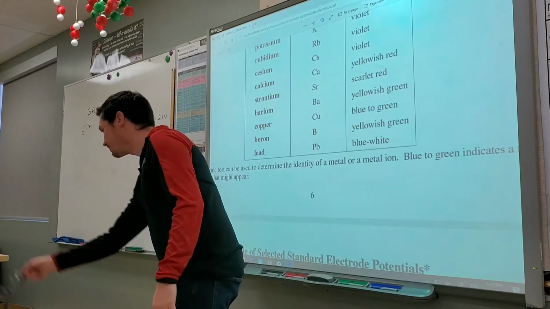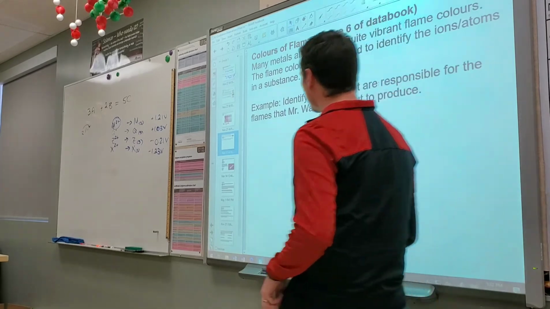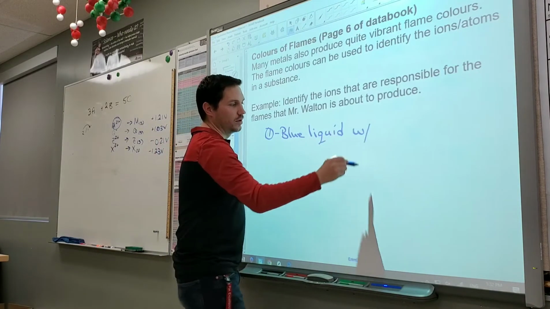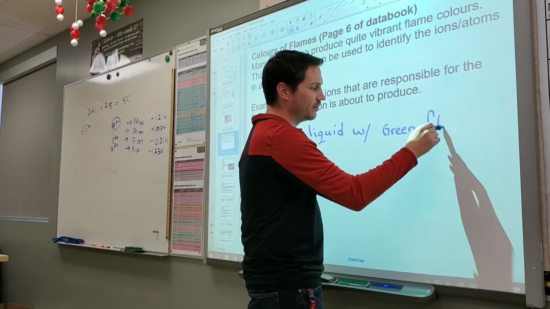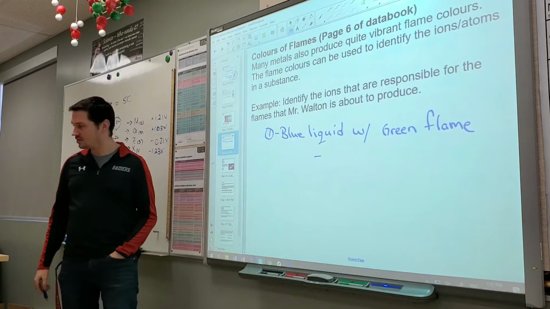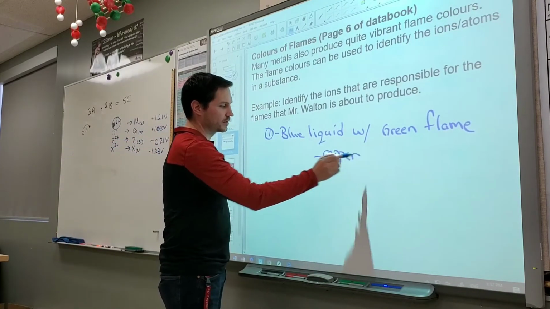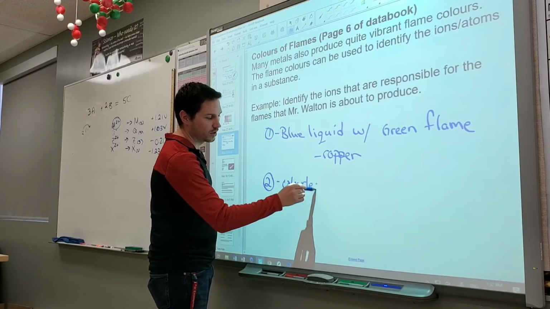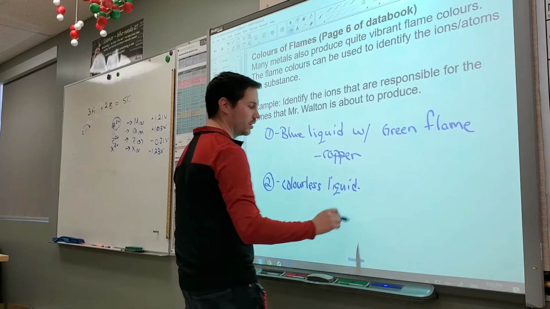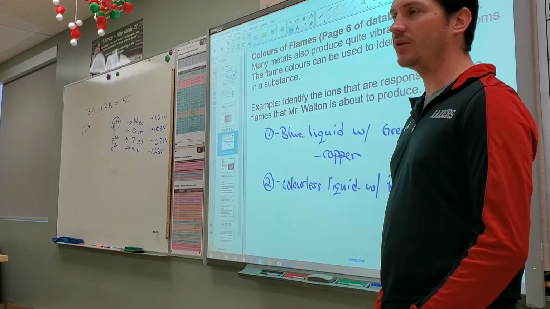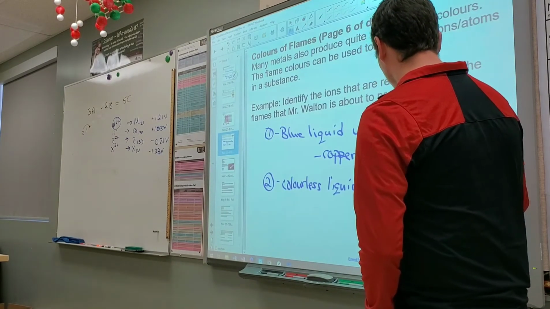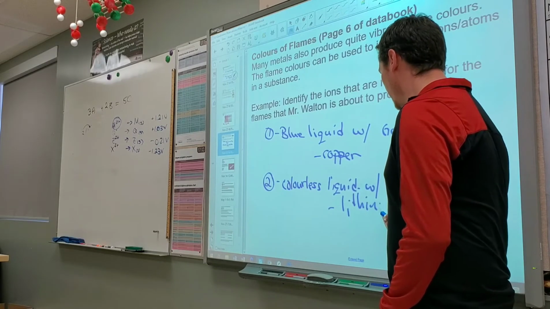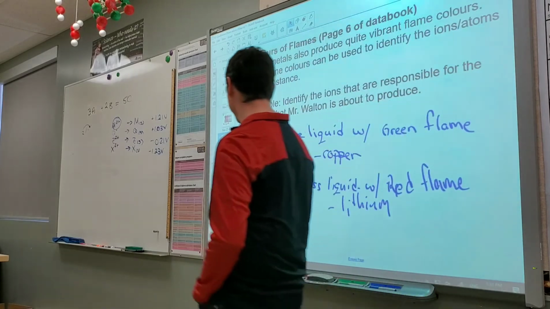Perfect. So the first one, number 1, was a blue liquid with a green flame, and the only option was what element? Copper. And then the second one was a colorless liquid with a red flame. How would you describe that? Red. Okay, red flame. Perfect. And so we know that that was lithium.